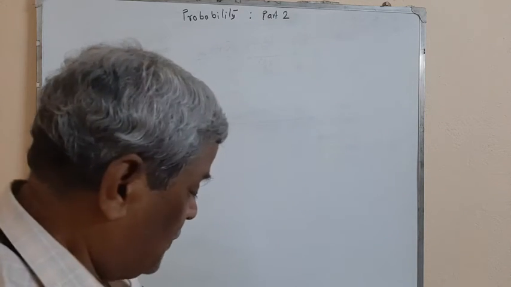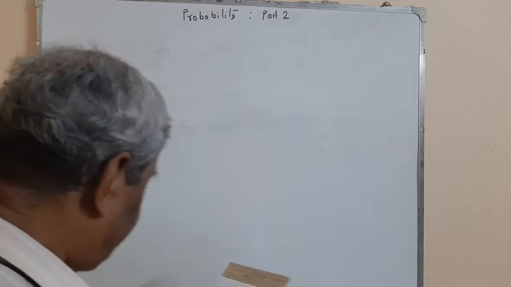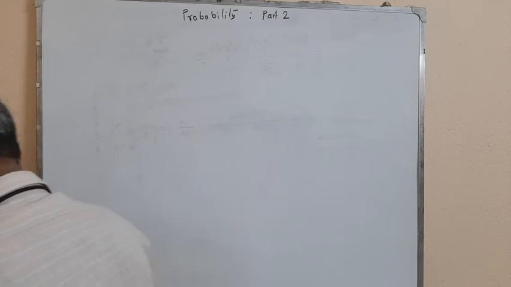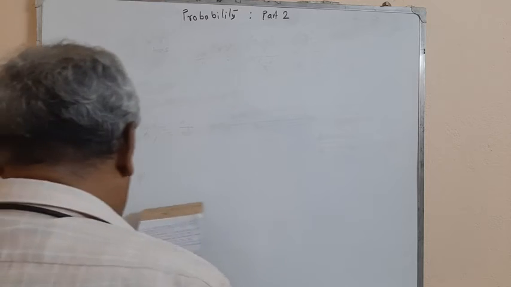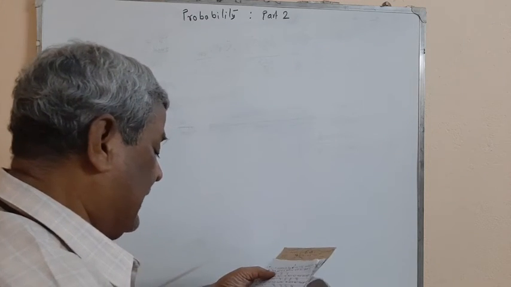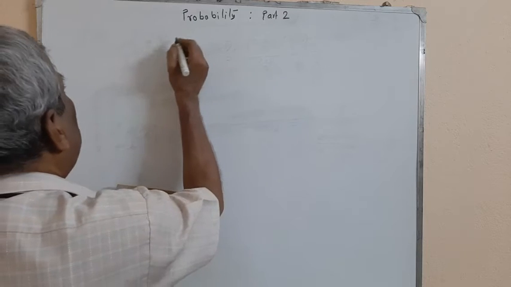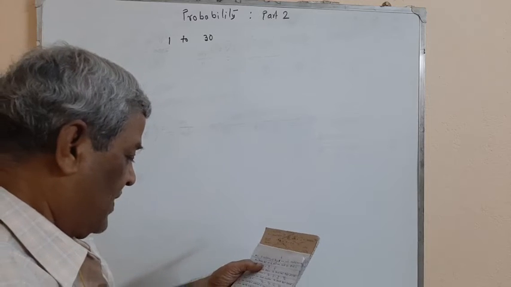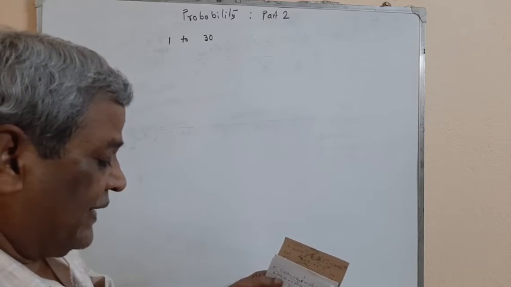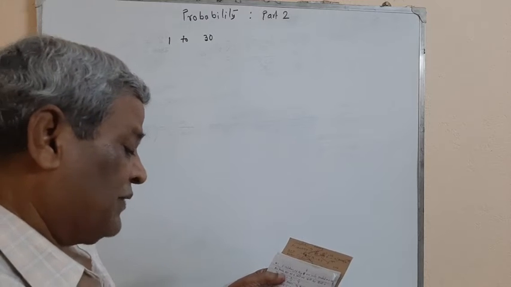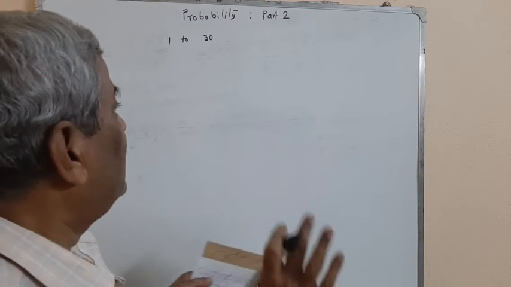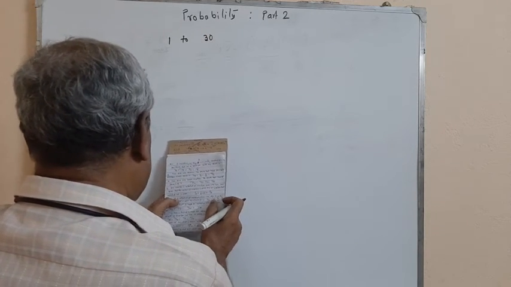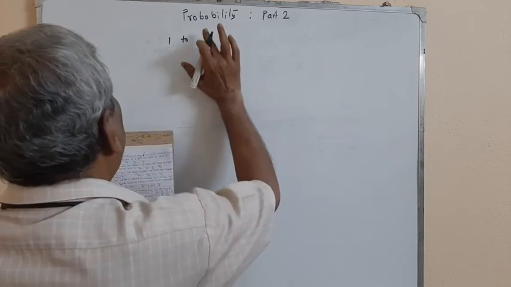Now let us take the next problem. Problem is, one number is selected at random from 1 to 30. The probability that the selected number is divisible by 5. Oh, sorry, this is not the case. Suppose actually problem is this. One number is selected at random from 1 to 100.